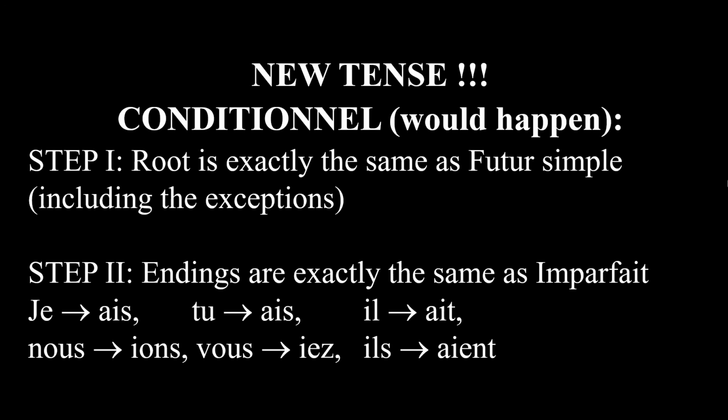That you have aller becomes ir-, avoir becomes aur-, être becomes ser-. All those exceptions apply here also. And the endings are exactly the same as the imperfect. AIS, AIS, AIT, IONS, IEZ, AIENT. So you just have to combine the future root and the imperfect ending and you will get the conditional tense.